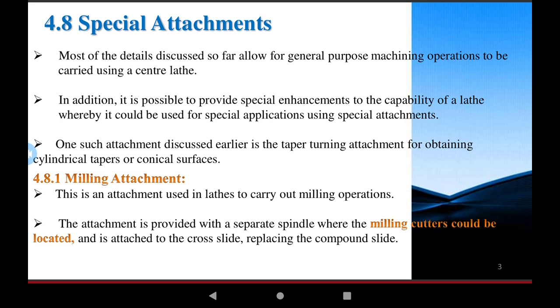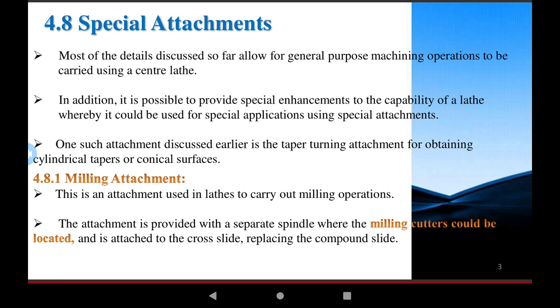During the operation, the attachment is provided with a separate spindle where the milling cutter is located, and it is attached to the cross slide, which reciprocates, replacing the compound slide. The compound slide is also needed for the job, and the cross slide is also used for the reciprocating motion, forward and backward.